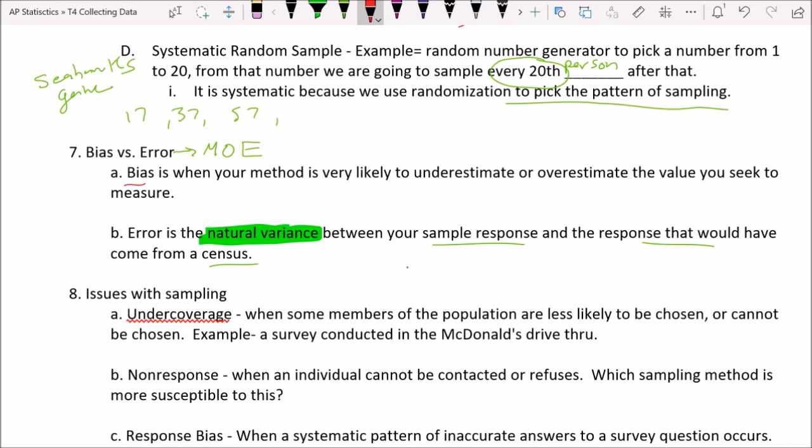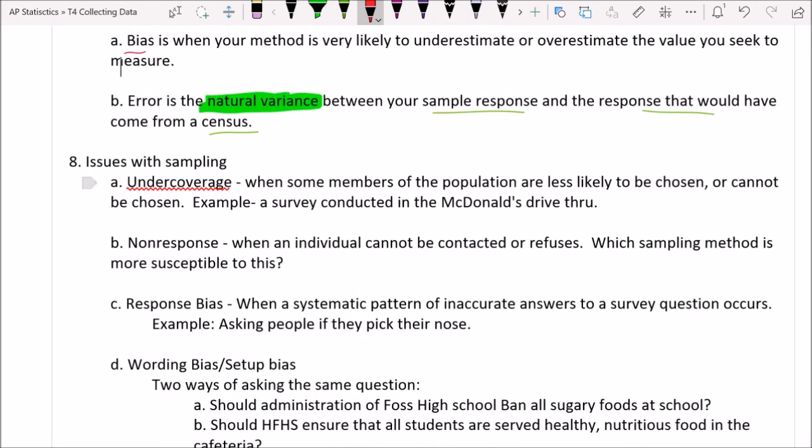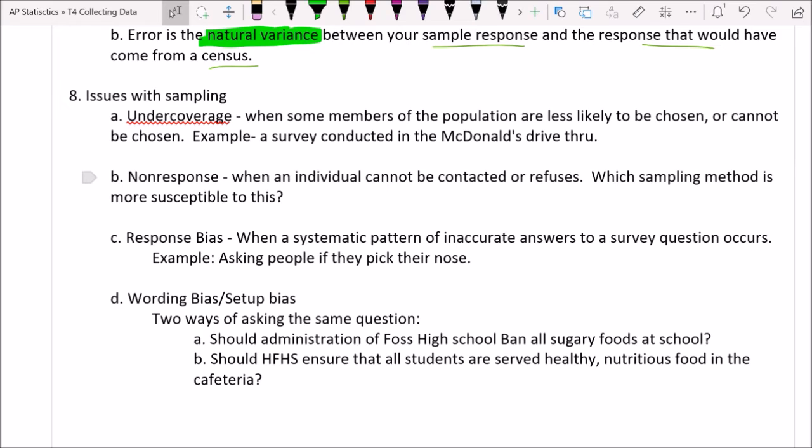And so we're gonna see in some of these issues, some of these are examples of bias. So let's look at those now. Okay. So these are problems that we need to be aware of. The reason we talk about these is if you're designing a sample method, you'd want to think about these things as you design your study.